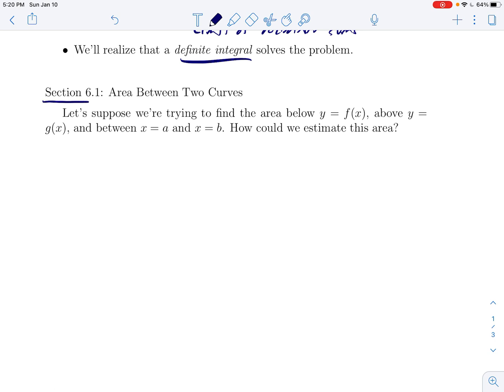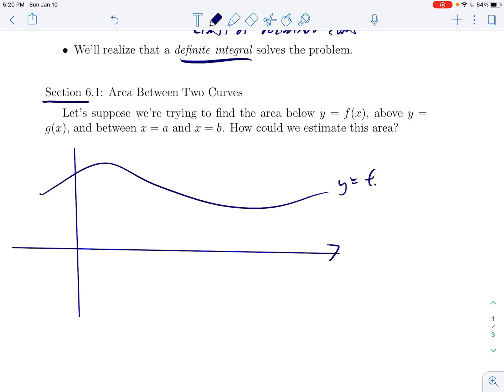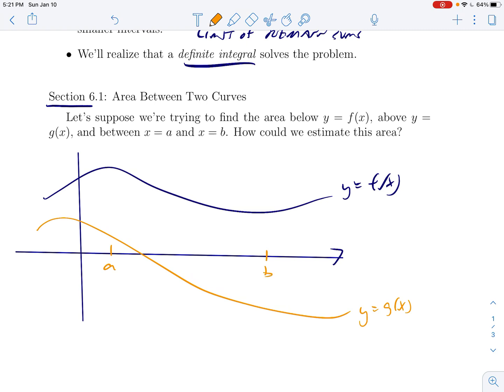An area was already our motivating idea in terms of a definite integral, but here we're going to think areas between curves. So kind of the setup here is, let's suppose we're trying to find the area that is below y equals f of x, above y equals g of x, and between, say, x equals a and x equals b.